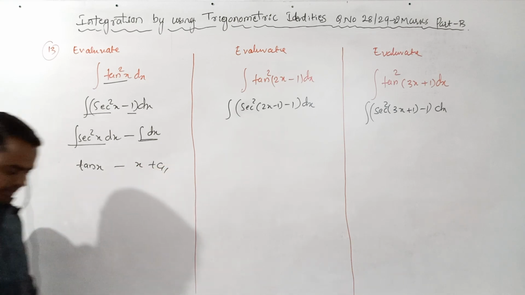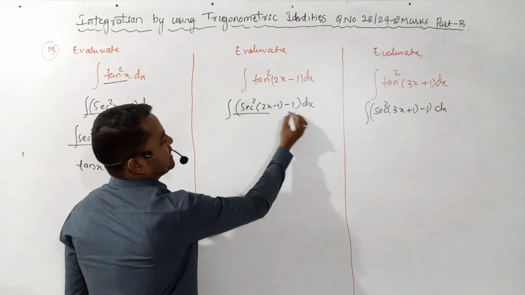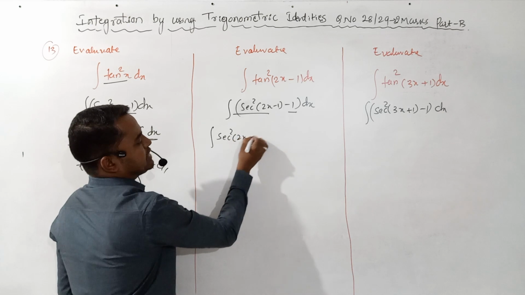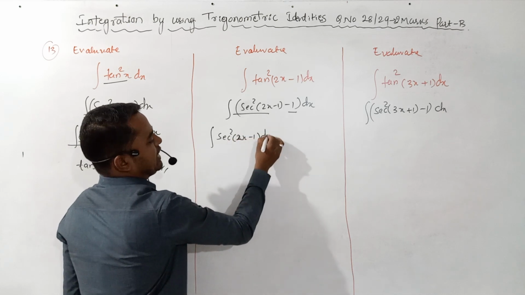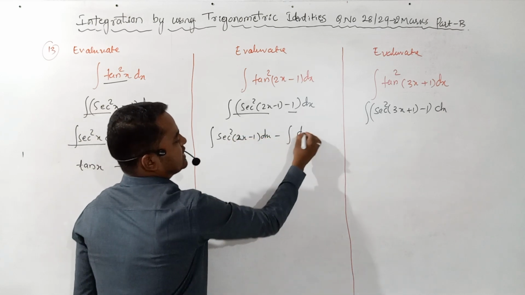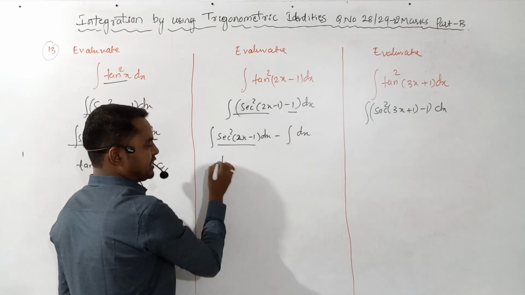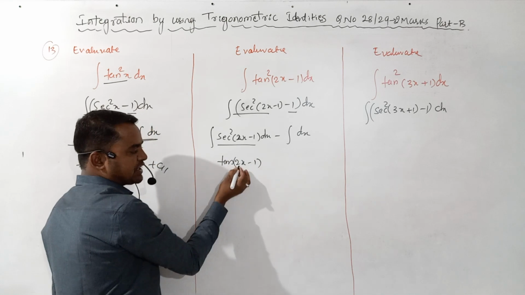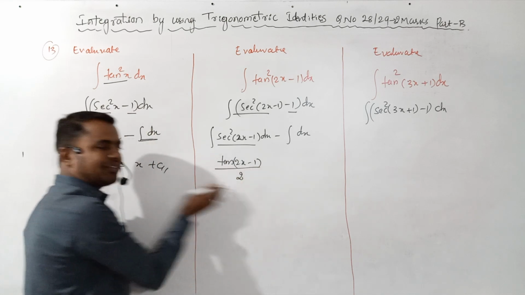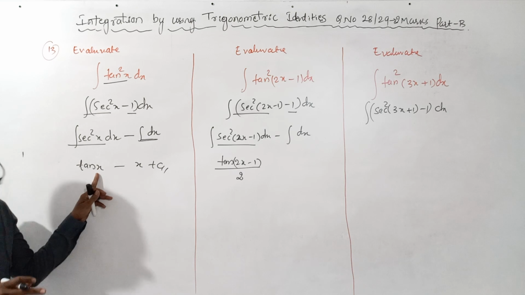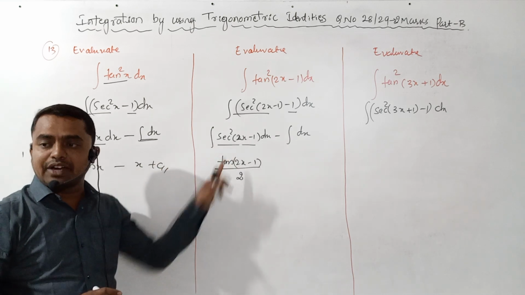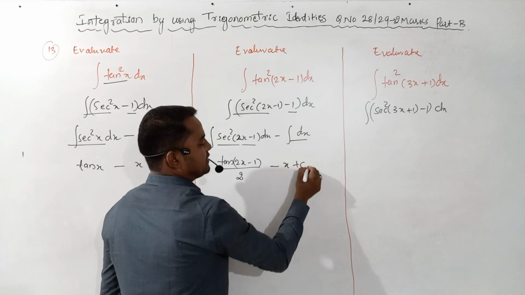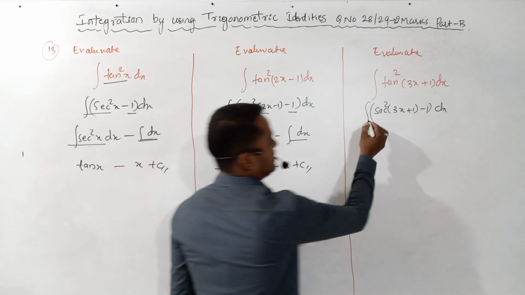Now this one is also the same. Separate this term and this term. Integration of sec square 2x minus 1 dx minus 1 into dx is what? dx. Integration of sec square is what? Tan, tan 2x minus 1. What is the coefficient of x here? 2, divided by 2. In the previous problem, there is no coefficient of x. Here the coefficient of x is there, so tan 2x divided by 2, minus integration of dx is what? x plus c.